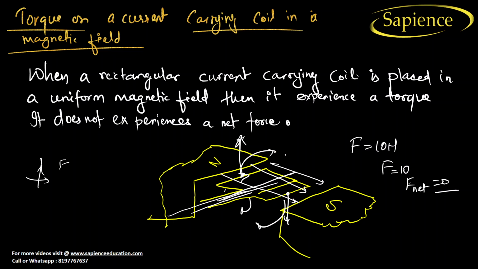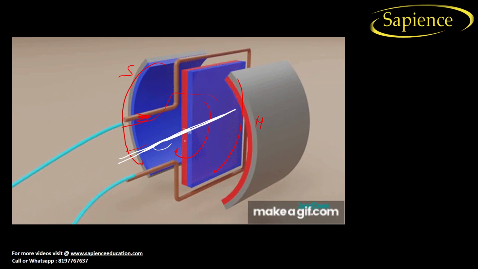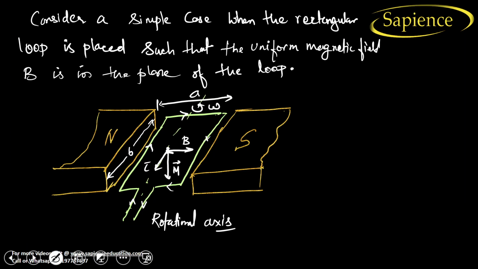As you have already seen in the diagram, this is what is happening. It means that it has been fixed. See here, it is fixed and it is rotating, right? So let us go ahead.